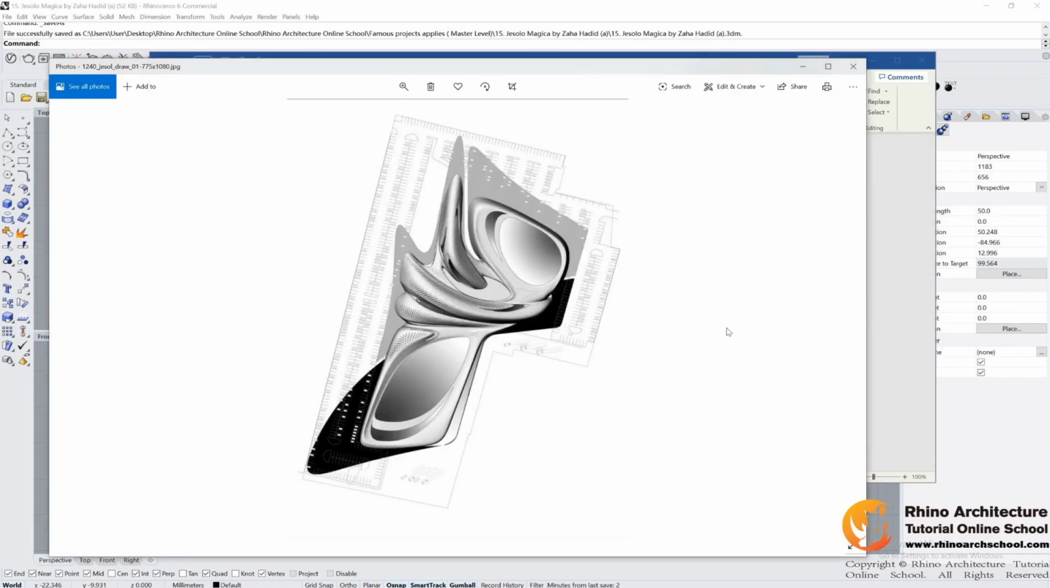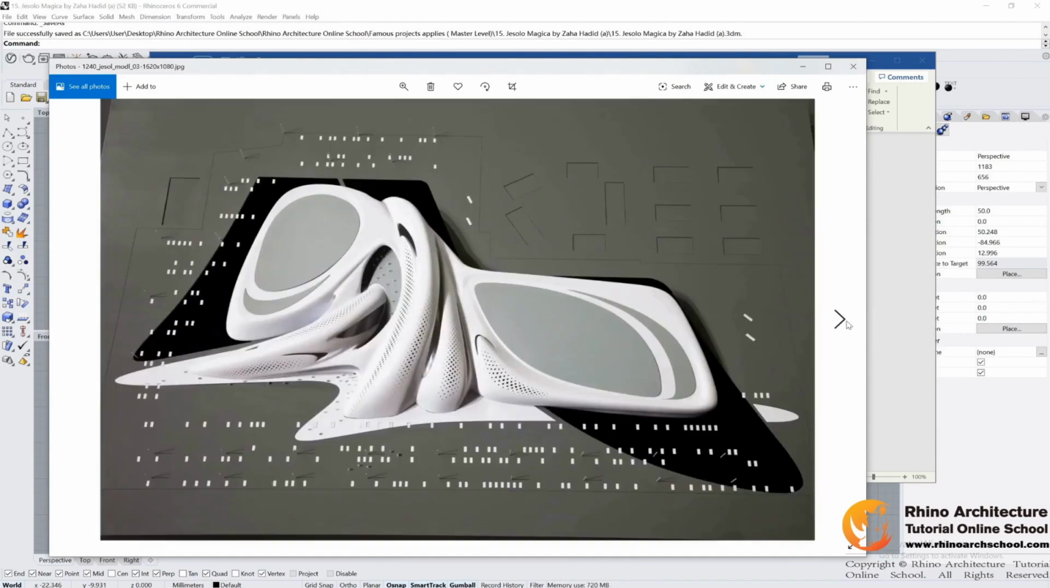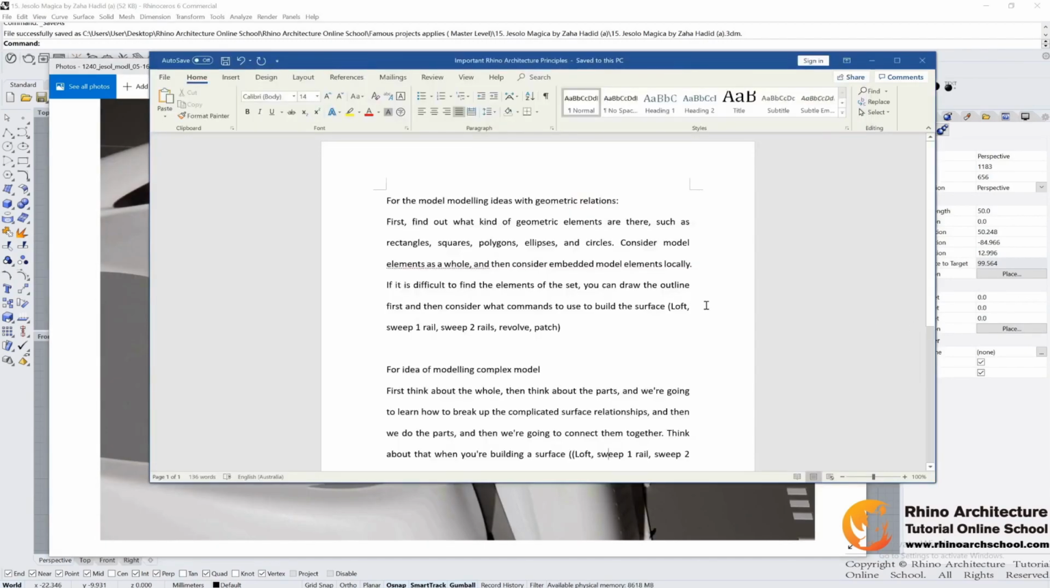If we have a look at the renders, this model is not a geometric building, right? So we need to draw the outline of our model.